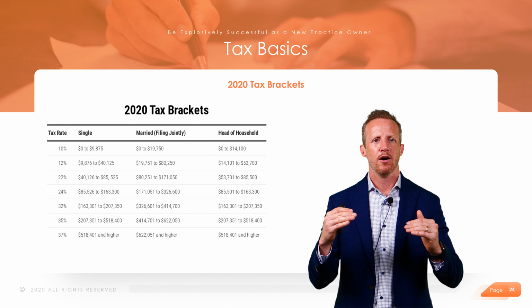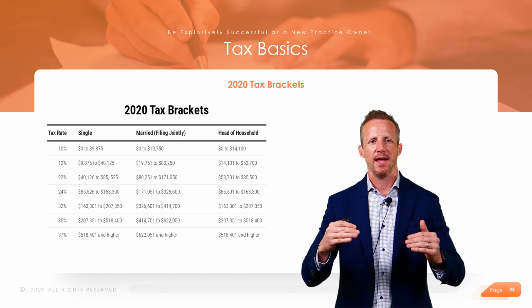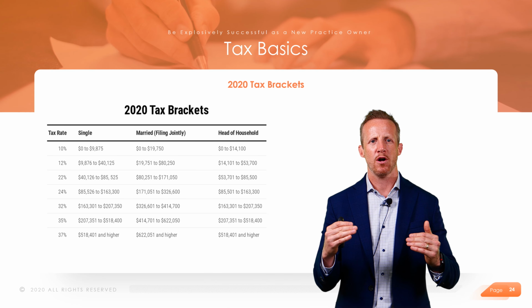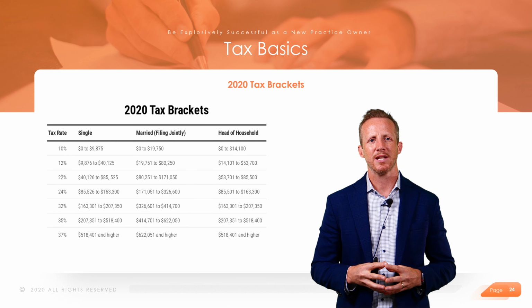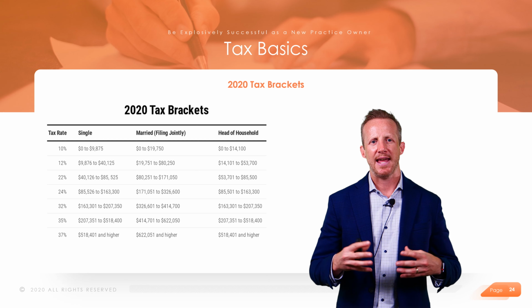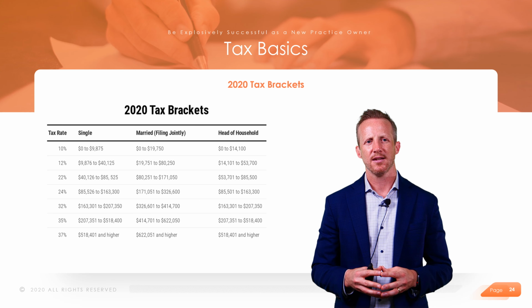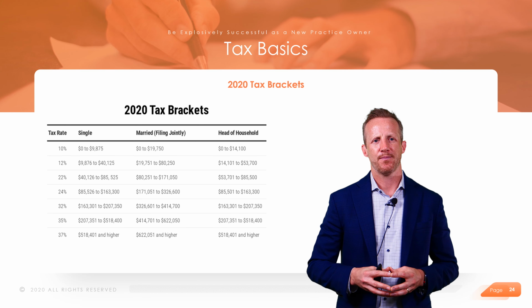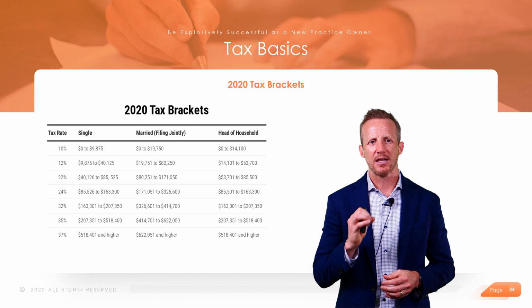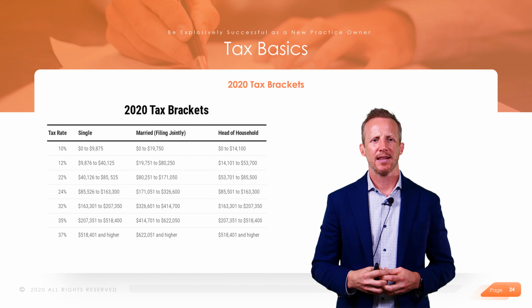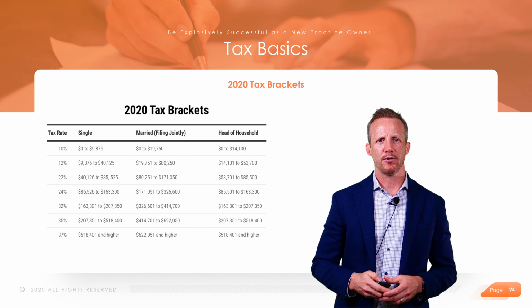But here's what I really want to emphasize, is as you continue to go up and now you're making more than $19,750, and then you're making more, if you look at that middle column, third line, now you're making more than $80,251. Now you're making more than $171,051. And you keep going up and up and up. Look at the rate. The rate continues to climb. Here's something that a lot of people get confused about. Let's look at an example.